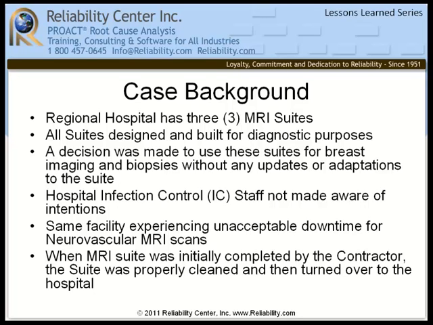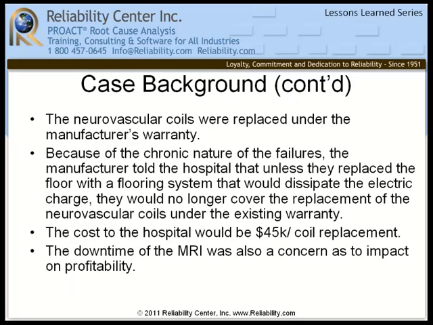When the MRI suite was initially completed by the contractor, the suite was properly cleaned and then turned over to the hospital. The neurovascular coils were replaced under the manufacturer's warranty. And remember, this was a chronic failure, so this was happening frequently. Because of the chronic nature of the failures, the manufacturer told the hospital that unless they replaced the floor with a flooring system that would dissipate the electric charge, they would no longer cover the replacement of the coils under the existing warranty. The cost to the hospital would then be $45,000 per coil to replace.